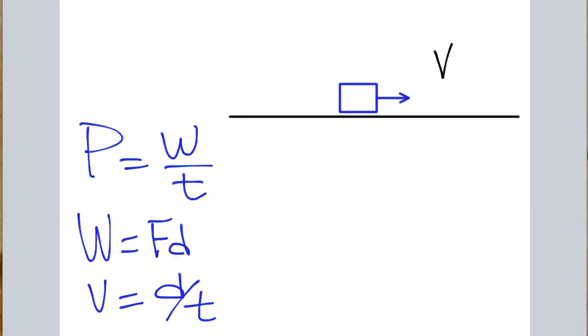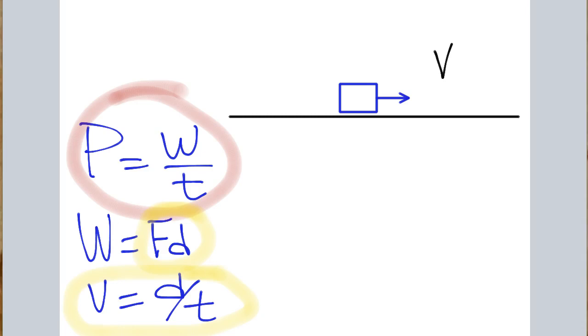This is one of the problems on the study guide. You need to remember that the definition of power is the rate of work. So power is the rate of work. You can also think about the work being a force times the distance. And you can also think about velocity being distance divided by time.